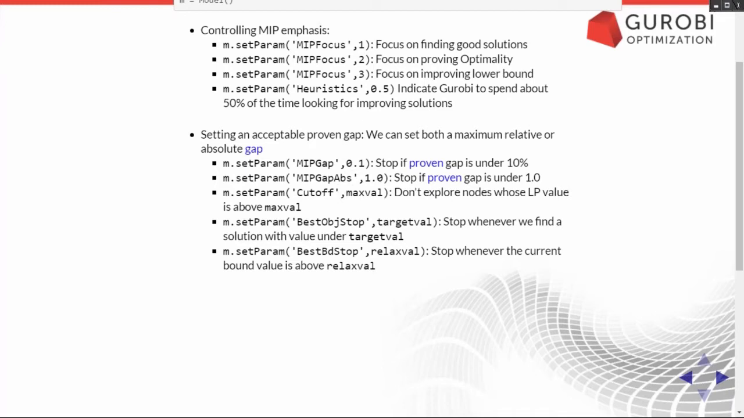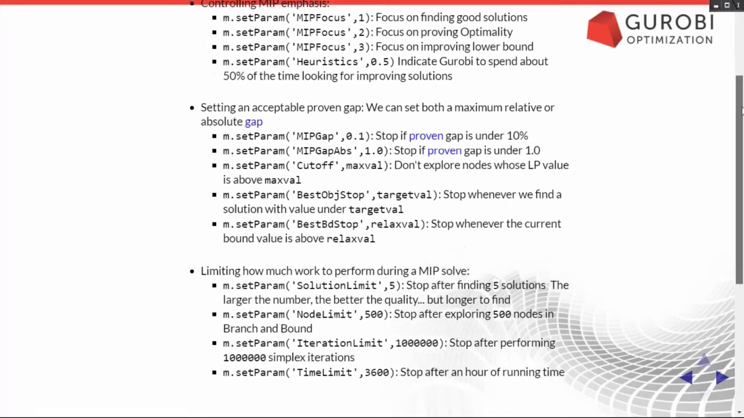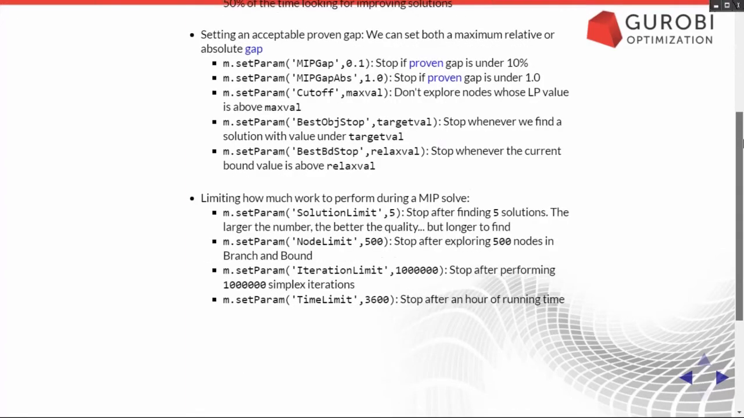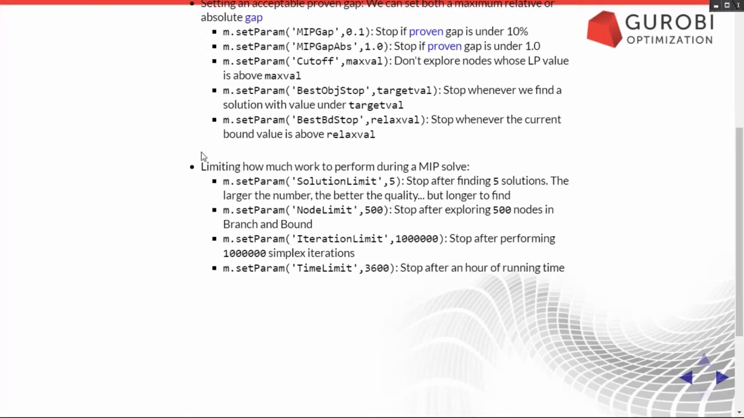And the resulting criteria will be an OR. So if you set more than one of these parameters, the first criterion that is satisfied will trigger the optimization process to stop. But finally, you can also limit how much work you want to spend in a given optimization run. And there are at least these 4 parameters at hand.